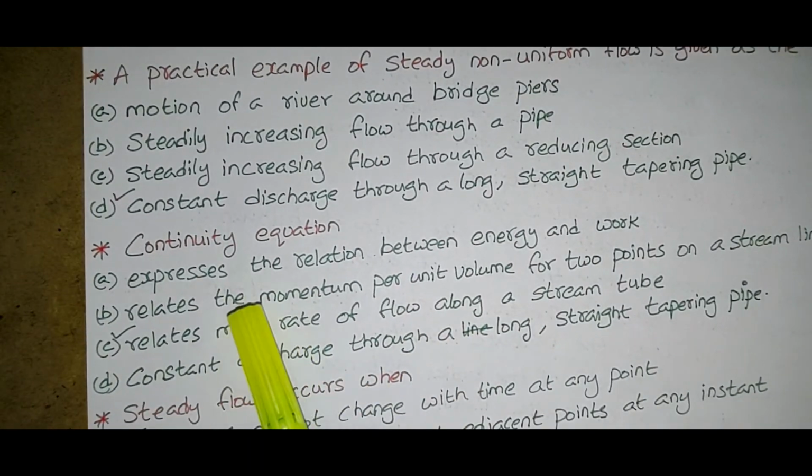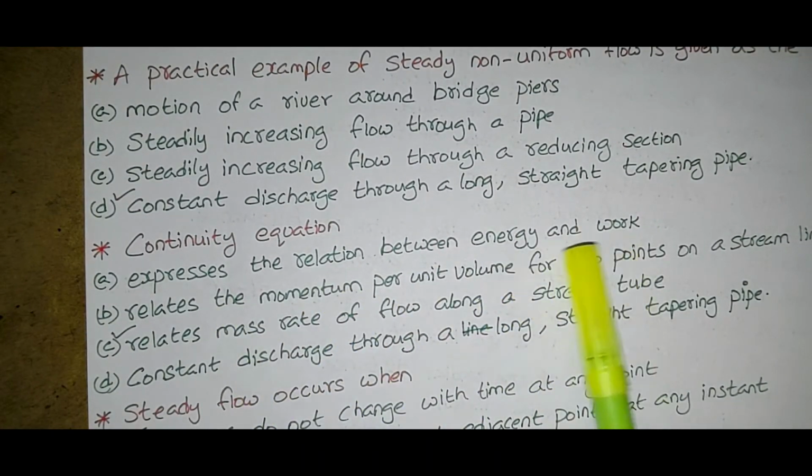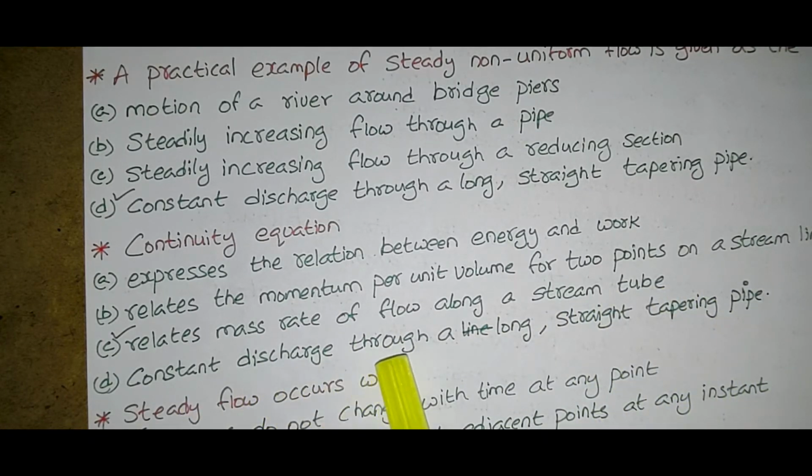Continuity equation expresses the relation between energy and work, relates the momentum per unit volume for 2 points on a streamline, relates mass rate of flow along a stream tube. Continuity equation relates the mass rate of flow along a stream tube.